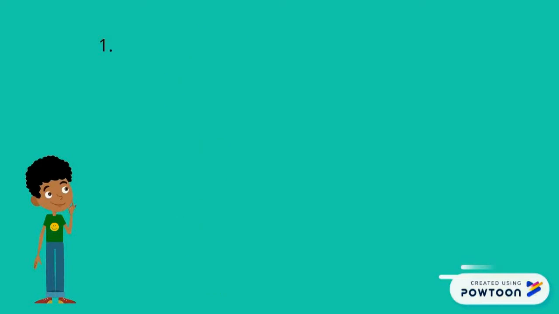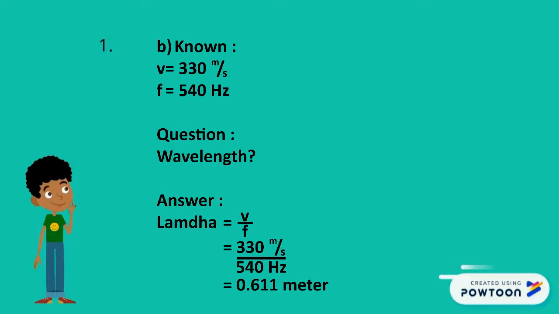Okay, next, to answer B, we have already the wavelength formula: lambda equals speed over frequency. So we can directly calculate it: 330 meters per second over 540 Hz, and it equals 0.611 meter. Okay, remember, when we talk about the wavelength, it's related with the matter.